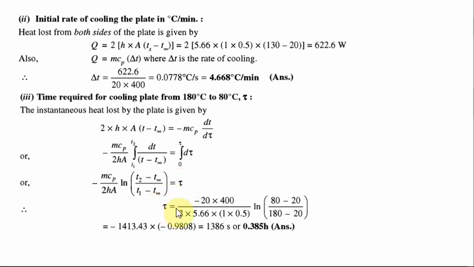Tau is equal to, now we can substitute all the known values, where T1 and T2 are 180 degrees and 80 degrees. Upon substitution, we will get the time of 1386 seconds or 0.385 hours.